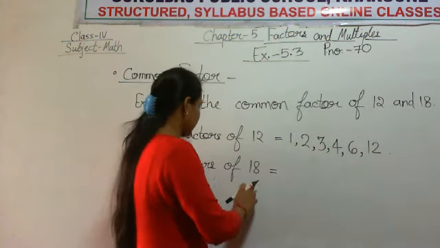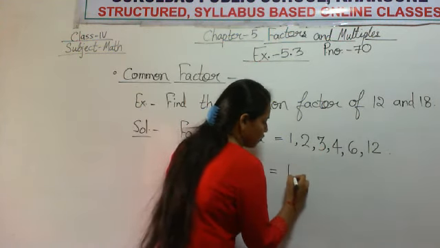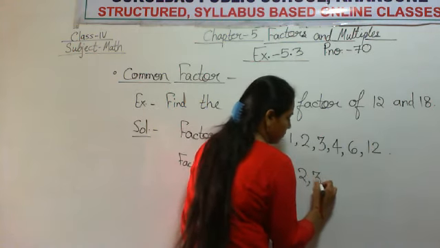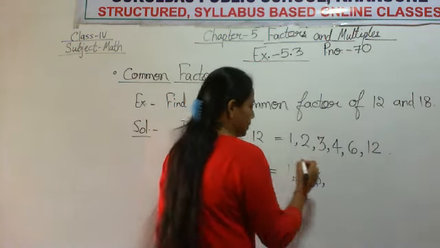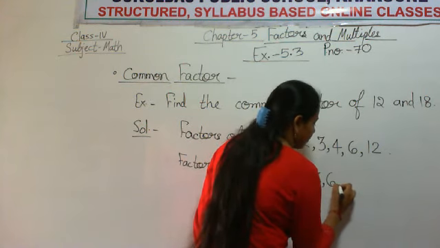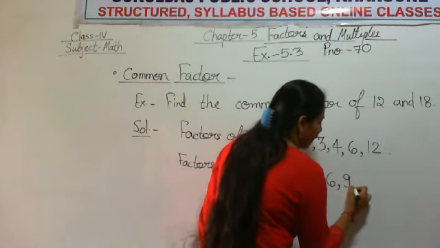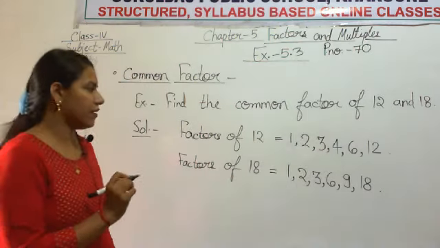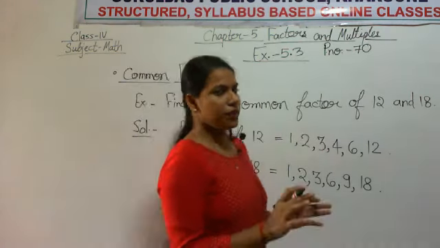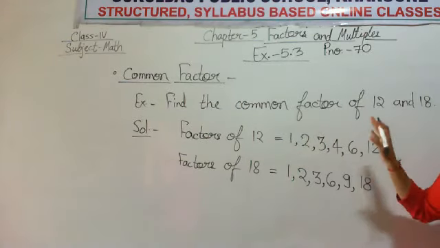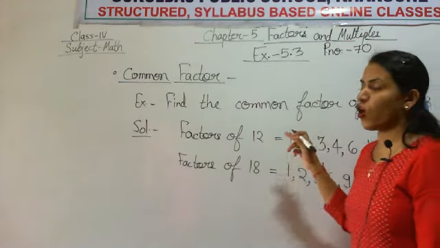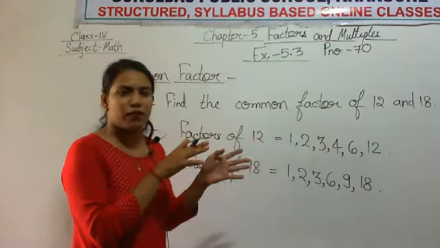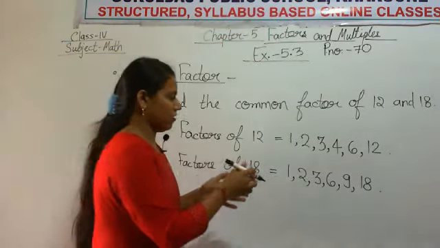Okay, now write factors for 18. So 1, 2, 3, 6, 9 and 18. These are the factors for 18, right? We have done our first step. We have written factors for both the numbers. Now we are finding the common ones.